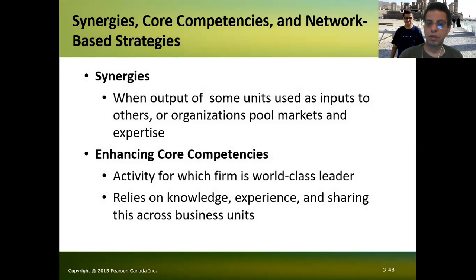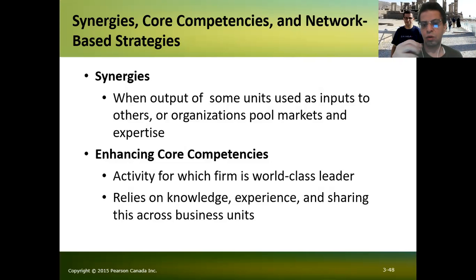The synergy, the core competency, and network-based strategy. What's the synergy? Synergy is when the output of some units is used as an input to other units, and the organization pools market and expertise. You have one unit, you put it in a process, and you end up with a new unit because of the process that you do and due to the labor and land that you have.